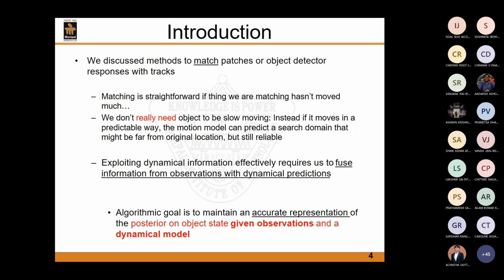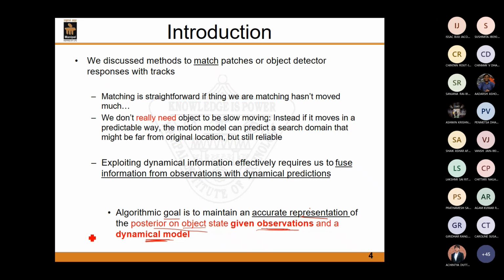So the main aim here is to maintain an accurate representation of the posterior on object state given observations and a dynamical model. What that means is we are trying to find a particular representation of the object state. Let's say we know the observations over a period of time, and we know the dynamical model, that means how the object changes with respect to time. If we have that prior information as well as the observations over a period of time, that can be used to find out the current change in the object state, for example the current position of the object in the current frame, or if it's velocity, the velocity in the current frame, and so on.